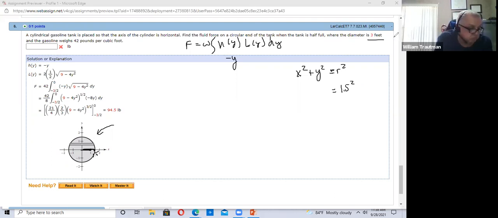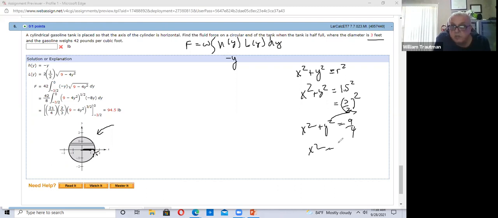So that's what we're going to do. I think it's easier if we put 1.5 as 3 over 2 and then square it, because then we get 9 over 4 equals x squared plus y squared. Take the y squared to the other side. X squared equals 9 over 4 minus y squared. Square root both sides. X equals.